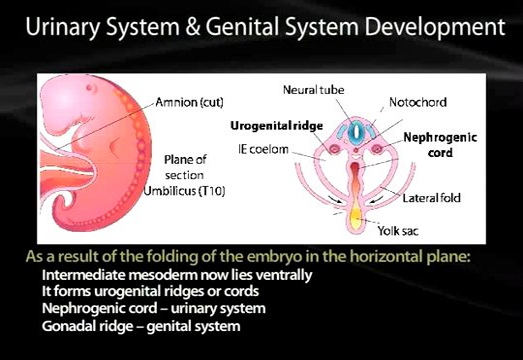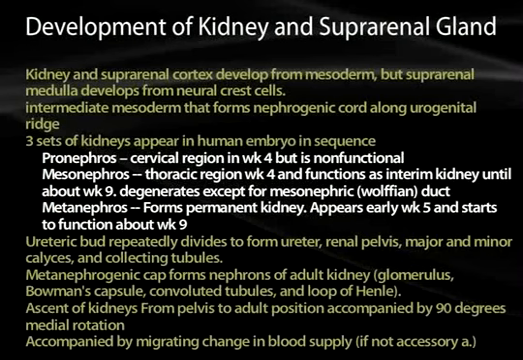So we've already mentioned there's going to be 3 sets of kidneys, the pronephros, mesonephros, and metanephric, and the thoracic region is where the mesonephros is going to form. And about week 9, that's going to degenerate, except for the mesonephric, also known as Wolffian duct. The Wolffian duct will be used in the male system, not the female system, although there may be remnants of it in a female that can cause clinical problems.